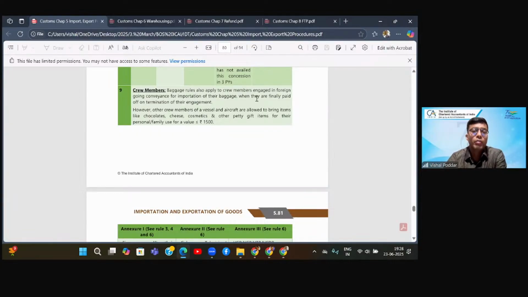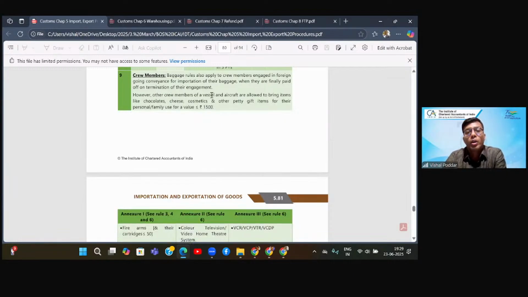Similarly, baggage rules also apply to crew members engaged in foreign going conveyance for importation of their baggage when they are finally paid off on termination. So many times these crew members travel to multiple countries along with their flight and stay outside, and after that their entire journey is completed, which may be after 15-20 days. When they again come back to India and are given a temporary break, at that time they clear all their baggages. Now their baggages may contain so many articles which they may have purchased from different countries. So for them also the same baggage provisions apply.